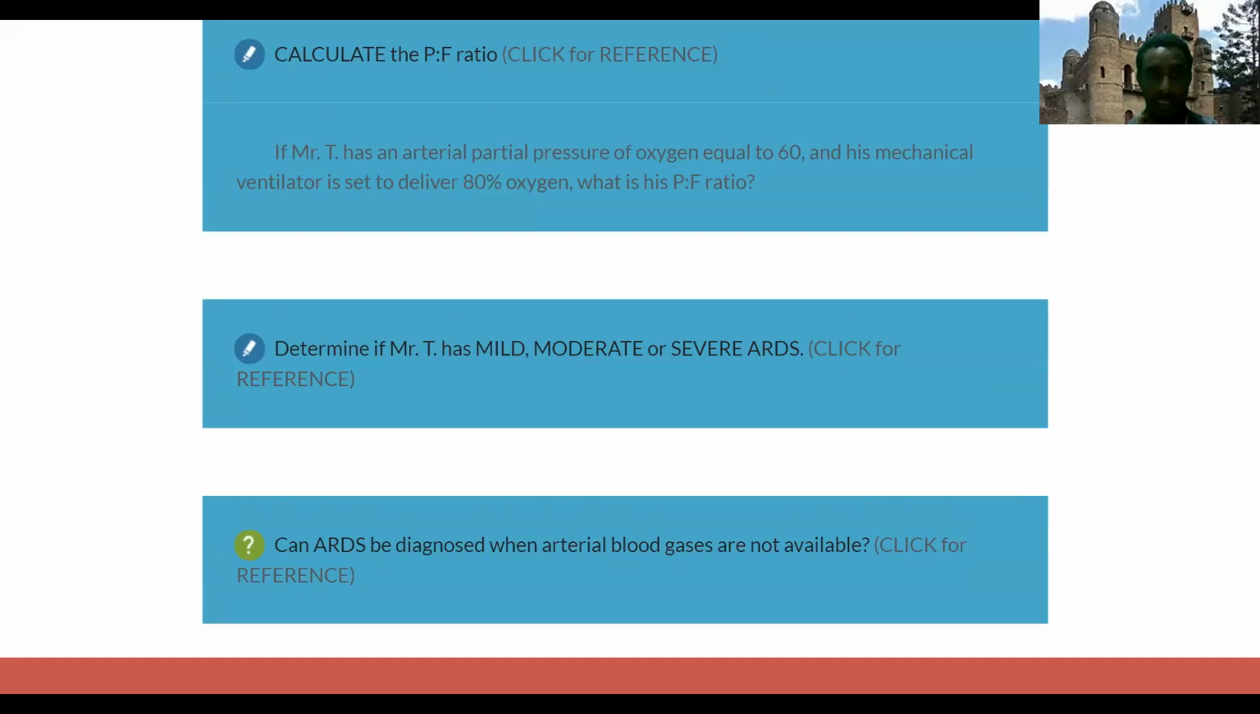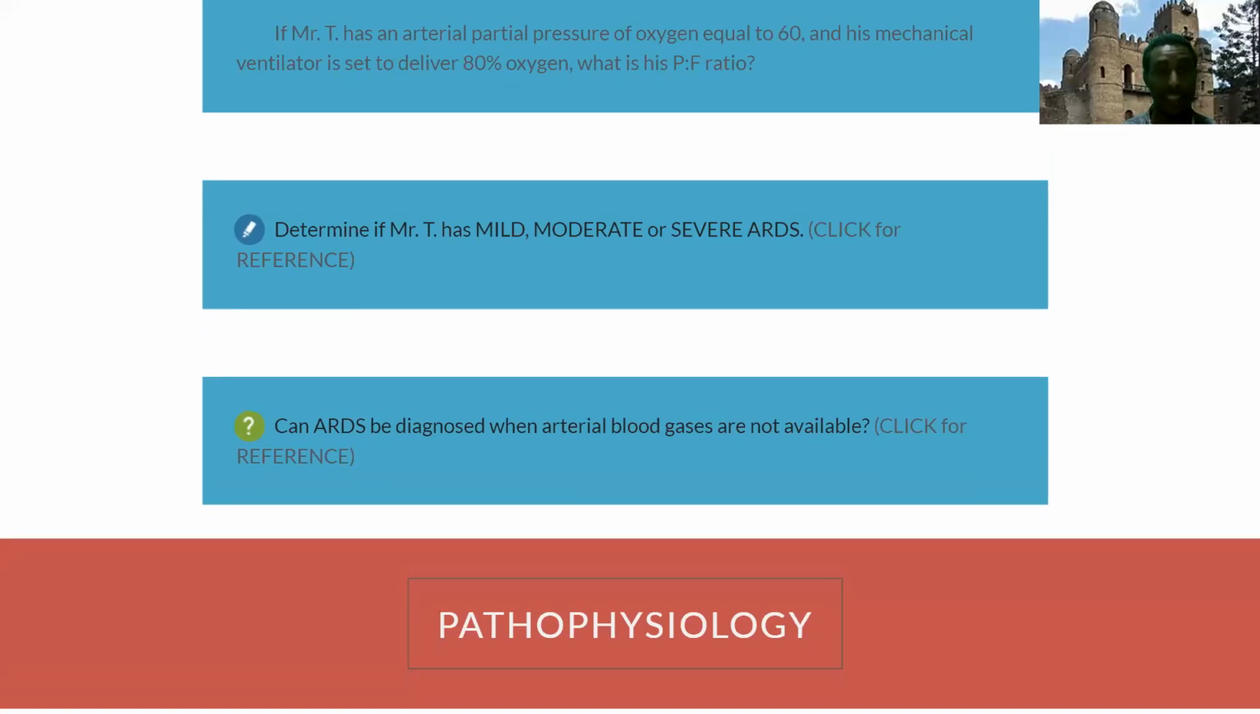Okay, we have calculated that the PF ratio is 75. So which severity group is the patient categorized in? Severe, yeah, most of you said severe. That is a correct answer. We calculated the PF ratio is 75, and we said a patient with a PF ratio of less than 100 is considered as severe ARDS, so the patient has severe ARDS in this case.